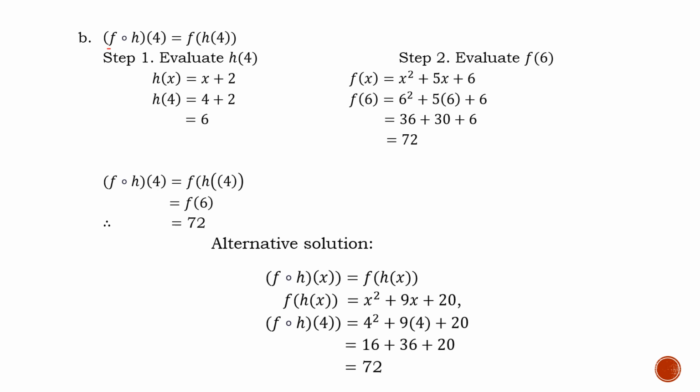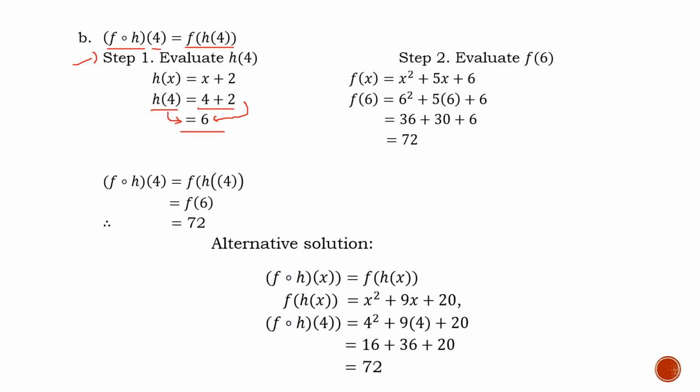So your f composite of h of 4 is equal to f of h of 4. So step 1, we need to evaluate h of 4. By simply substituting 4 as a replacement of the x variable under your h of x, it becomes h of 4 is equal to 4 plus 2, which is equal to positive 6. So this will be the value of h of 4.